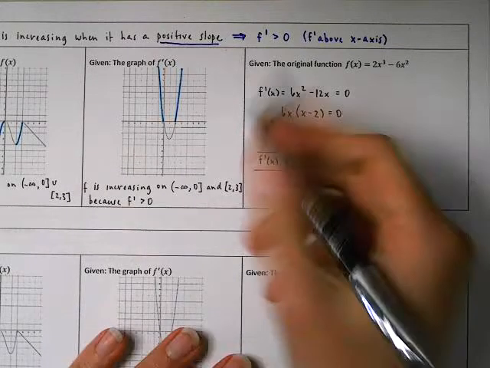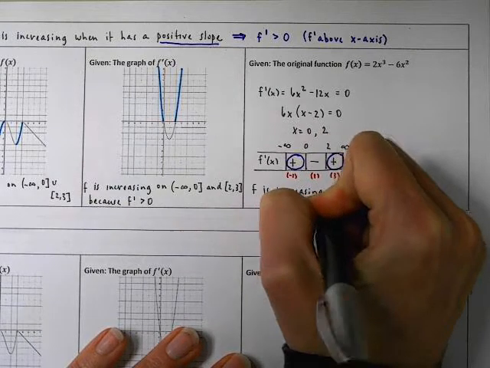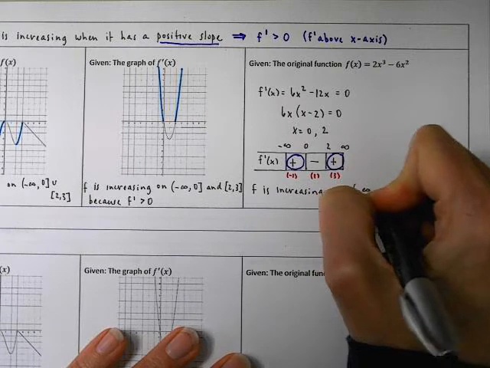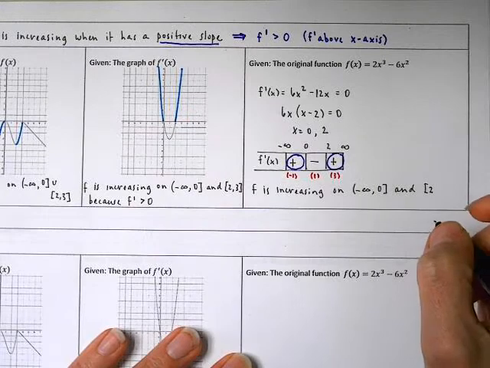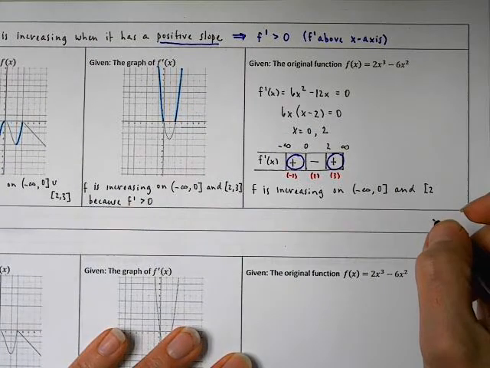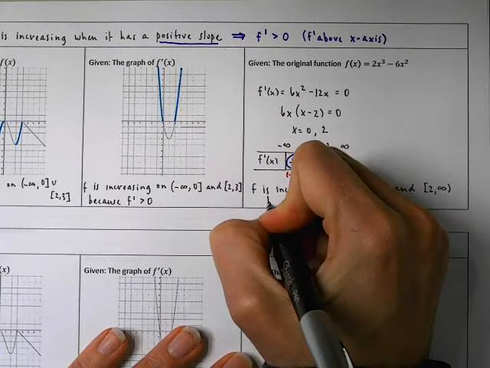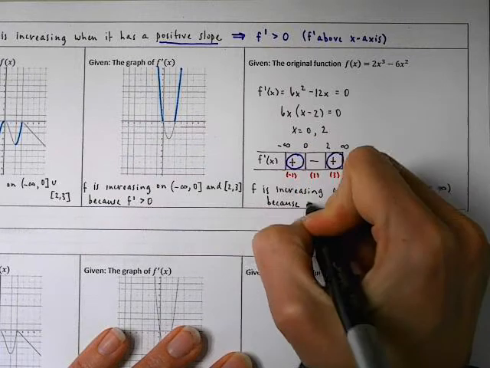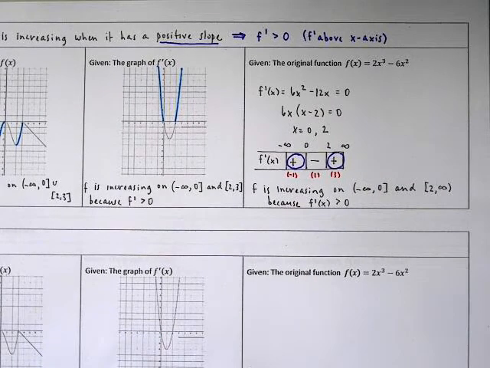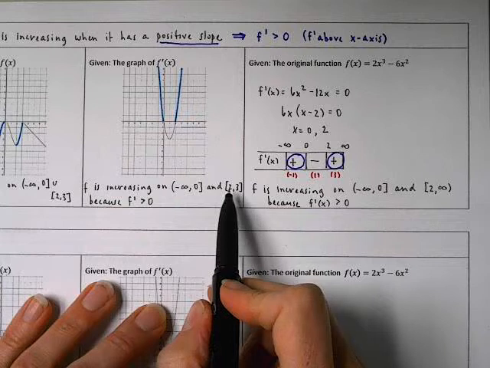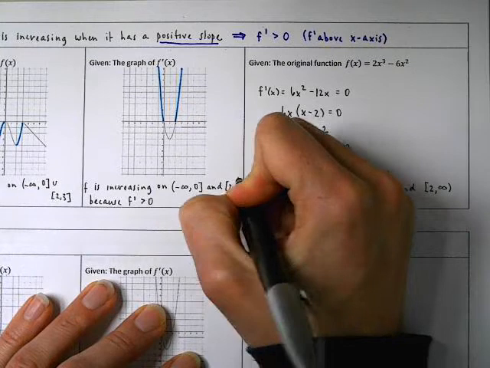So again, we would say f is increasing on the intervals from -infinity to 0 and 2 to infinity, because f prime of x is greater than 0. So I guess going back here, assuming this continues, I'm going to change this here from 2 to infinity.